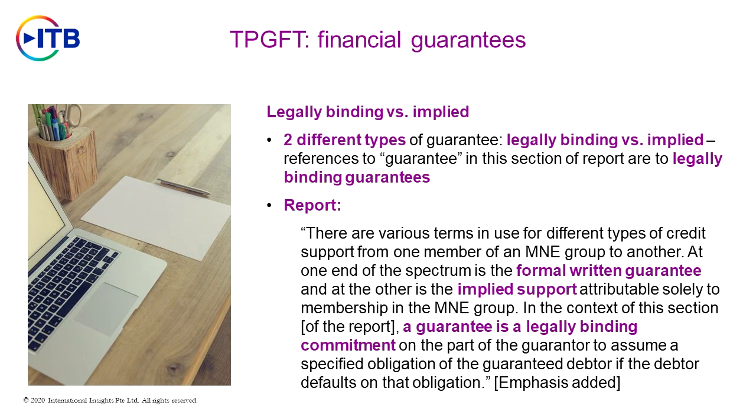As a threshold point, the report describes two different types of guarantee, legally binding and implied, and clarifies that references to guarantee in this section of the report are to legally binding guarantees. The report says this: there are various terms in use for different types of credit support from one member of an MNE group to another.